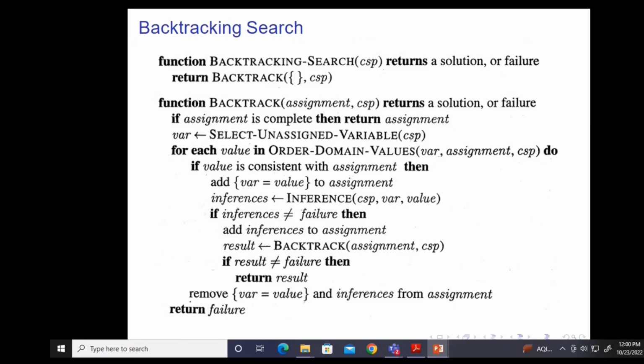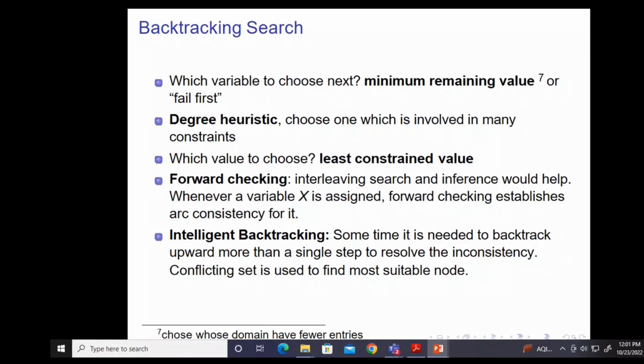So backtracking search is not that difficult to see. Everybody knows that. With one-by-one variable assignment, you check whether the result is a failure. If it is not a failure, then you give the result. Otherwise, you get the next assignment and go back in this particular way that I just mentioned.